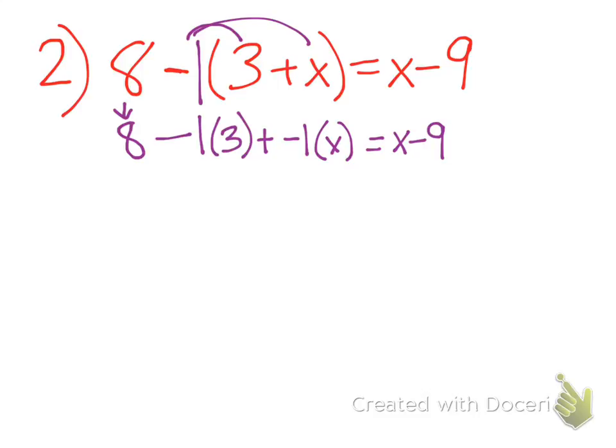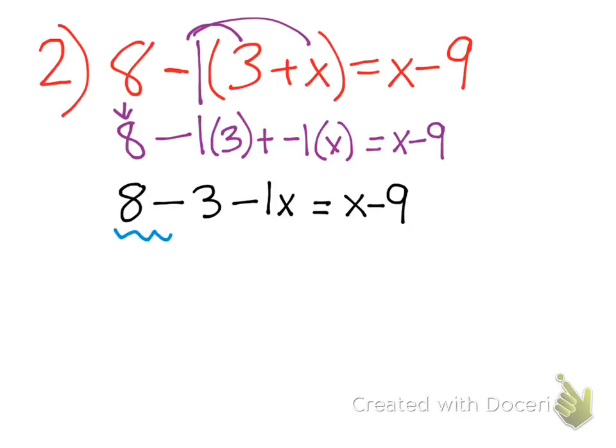Now I'm just going to simplify the multiplication. So now I have 8 minus 3, and then I'll have plus a negative 1x. Plus a negative 1x is the same thing as minus 1x. So I'm just going to clean it up as I go. Now, this one's really hard because your variables are on different sides of the equal sign and you have like terms to worry about. So let's do the like terms first. What is 8 minus 3? 5 minus 1x equals x minus 9.